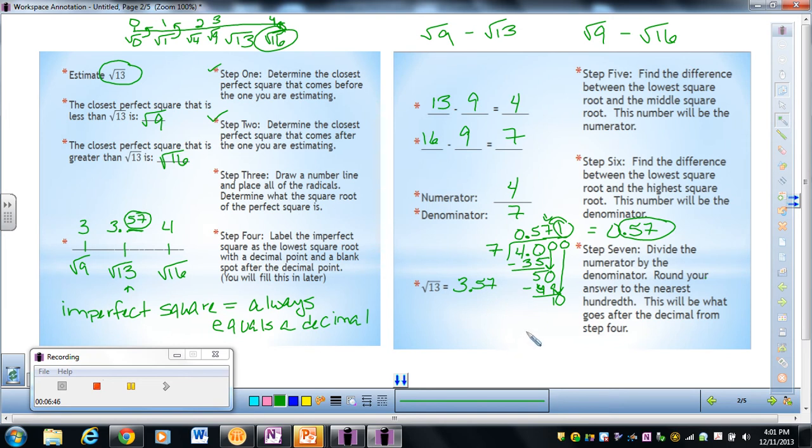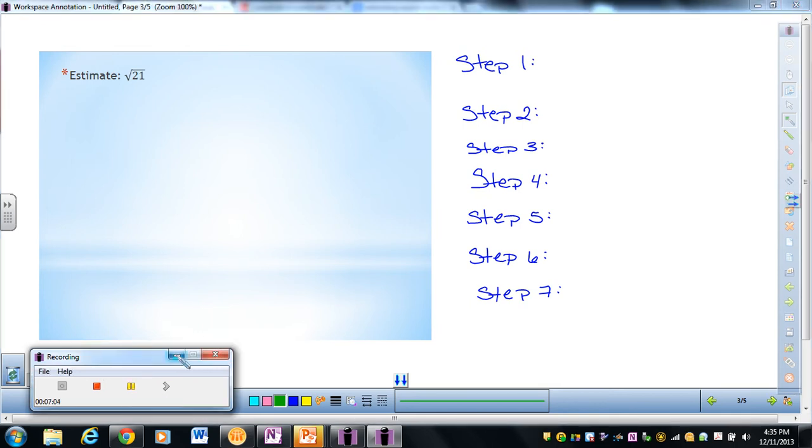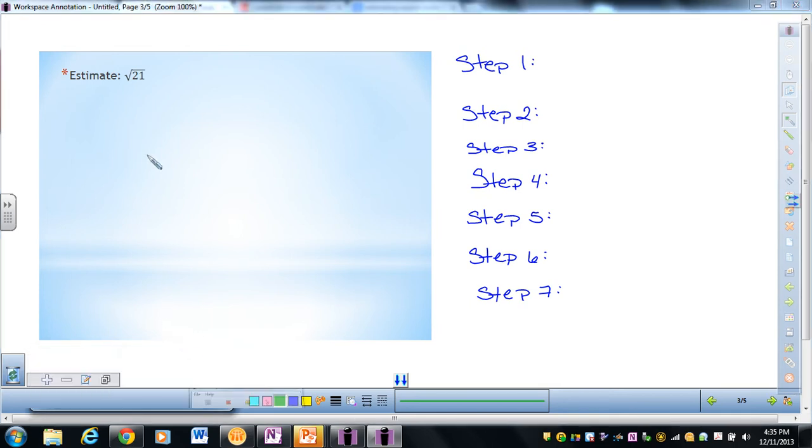Now, it's okay if you're like, well, this is a lot, because we're going to do a couple more, and of course we'll do more in class. So let's go ahead and look at what our next one's going to be. And this one asks me to estimate the square root of 21. Okay, so here we're asked to estimate the square root of 21.